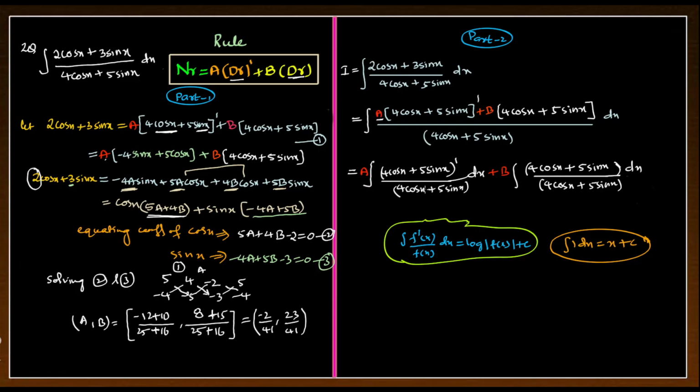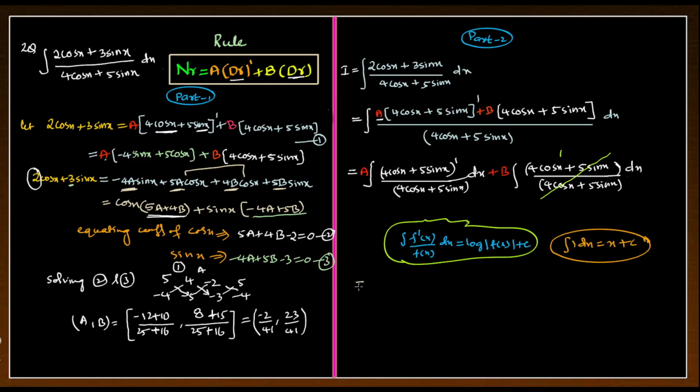This is exactly in the form of f dash x by f of x, and we know that the formula for f dash x by f of x is log mod f of x. So for the first term we are using this formula. Now see the second term, numerator 4 cos x plus 5 sin x and denominator also 4 cos x plus 5 sin x, both are same, they cancel. So 1 remains, and we know that integration of 1 is x plus c. For two terms we are using two formulas.